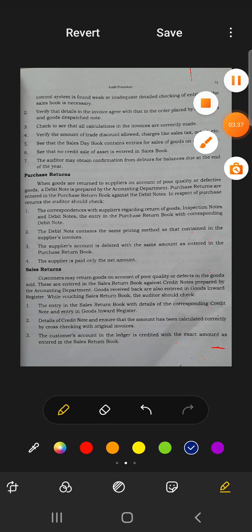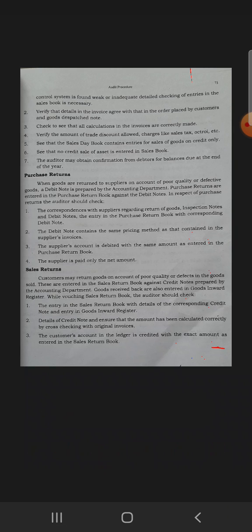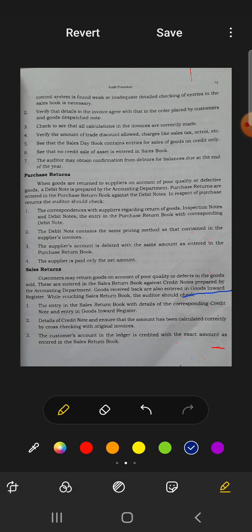So while making the sales, if any defective goods are there, the customers return the goods to us. These are recorded in the sales return book. It is against the credit note prepared by the accounting department. The goods received back are also entered in the goods inward register. After making the delivery of the goods, we record in the goods outward register. Here, while making the sales return, the goods received back are entered in the goods inward register.